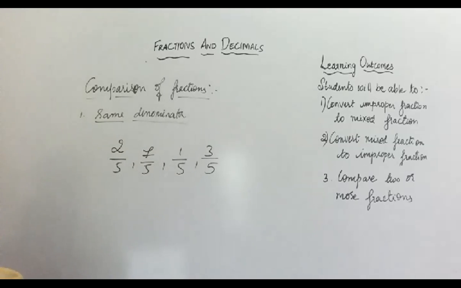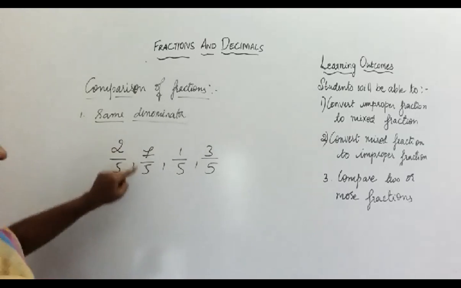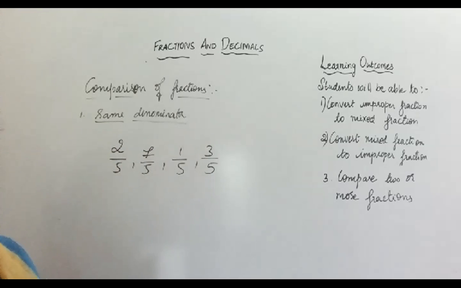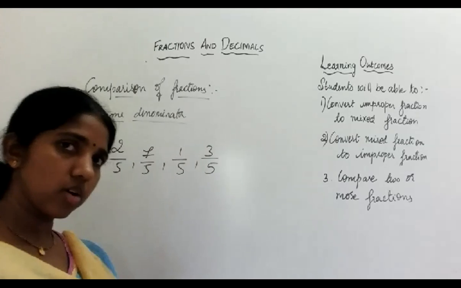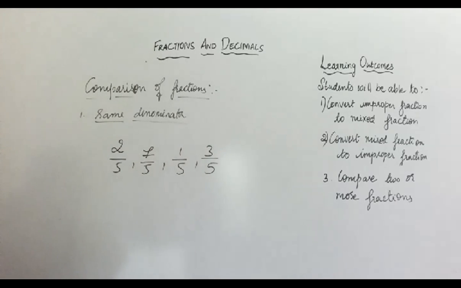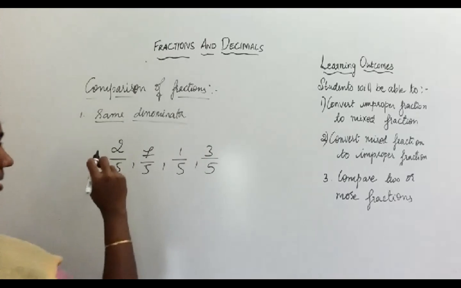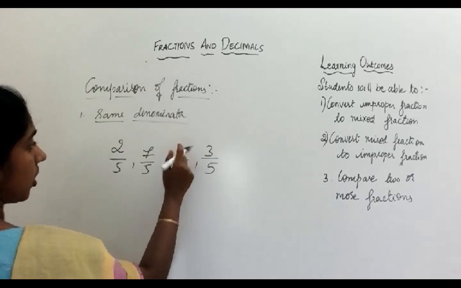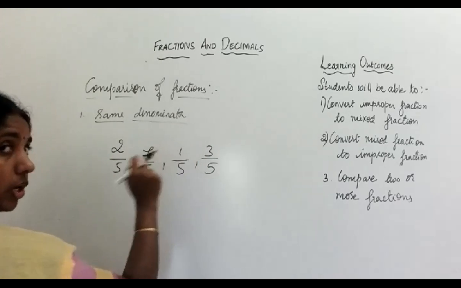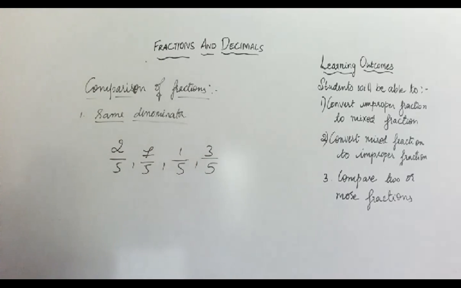Okay. Now, 2 by 5, 7 by 5, 1 by 5, 3 by 5. I have to compare these and see which is the smallest, so I will write them in ascending order. According to ascending order, you look at the numerator of the given fractions.